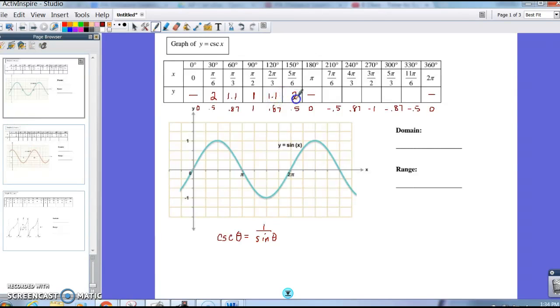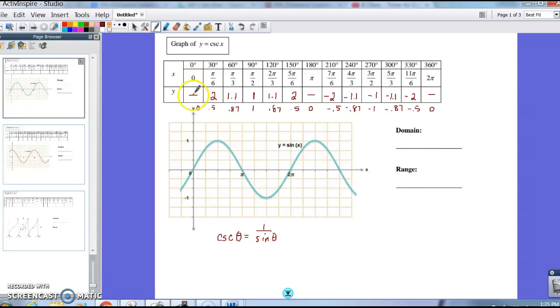So I can fill in the rest of these. 1.1, this is going to be 2. This is going to be negative 2, negative 1.1, negative 1, negative 1.1, and negative 2. Okay, so I'm going to go ahead and plot those points on my graph here.